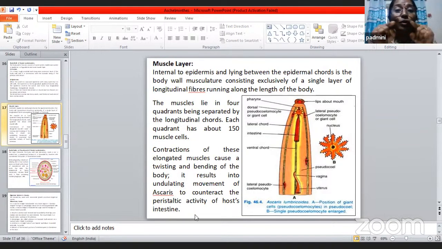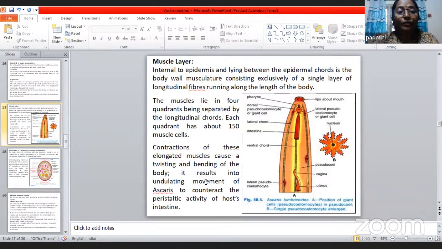Why? Because they don't have suckers like you had in the platyhelminthes. Those had suckers, so they just attached onto the body wall and nothing happened, whatever came. But here they are free living in the intestine, as we said. They can keep moving from one place to another. They have to have proper muscle in the body so that they can stay in the intestine. So that is the muscle layer.